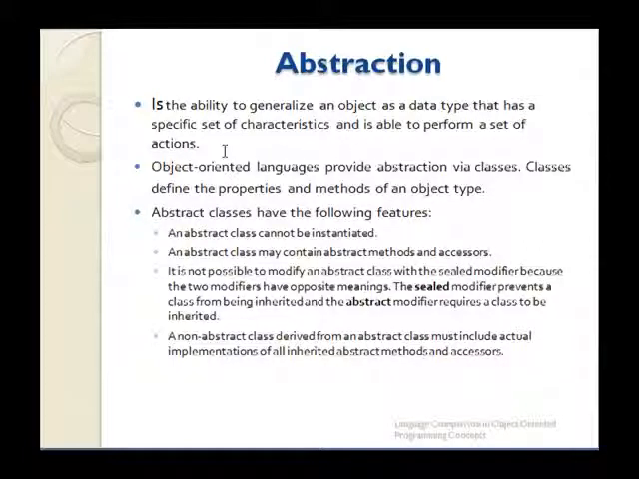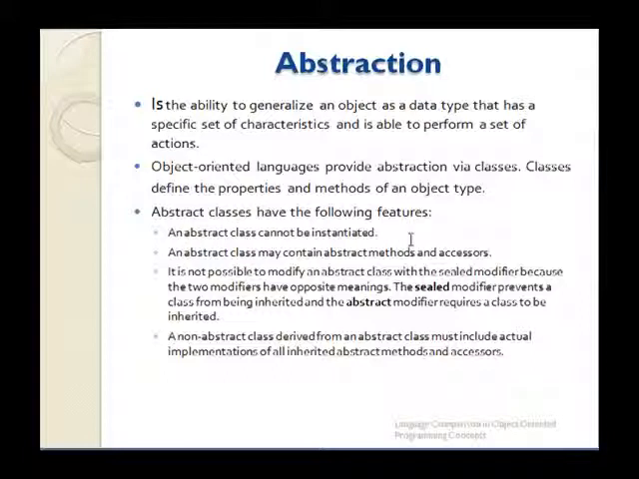Abstraction is the ability to generalize an object as a data type that has a specific set of characteristics and is able to perform a set of actions. Object-oriented languages provide abstraction via classes. A class defines the properties and methods of an object type. The abstract classes have the following features.